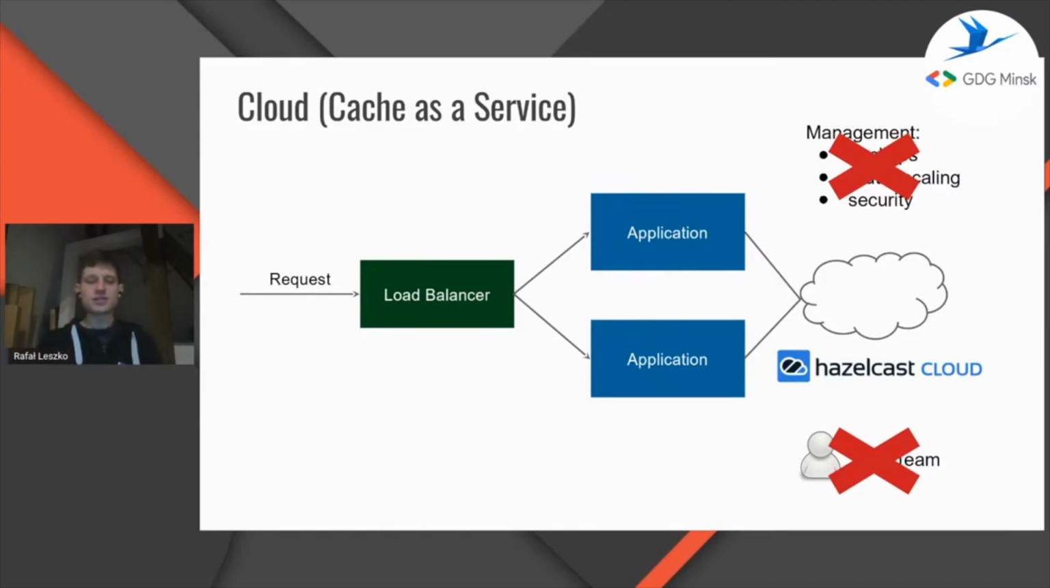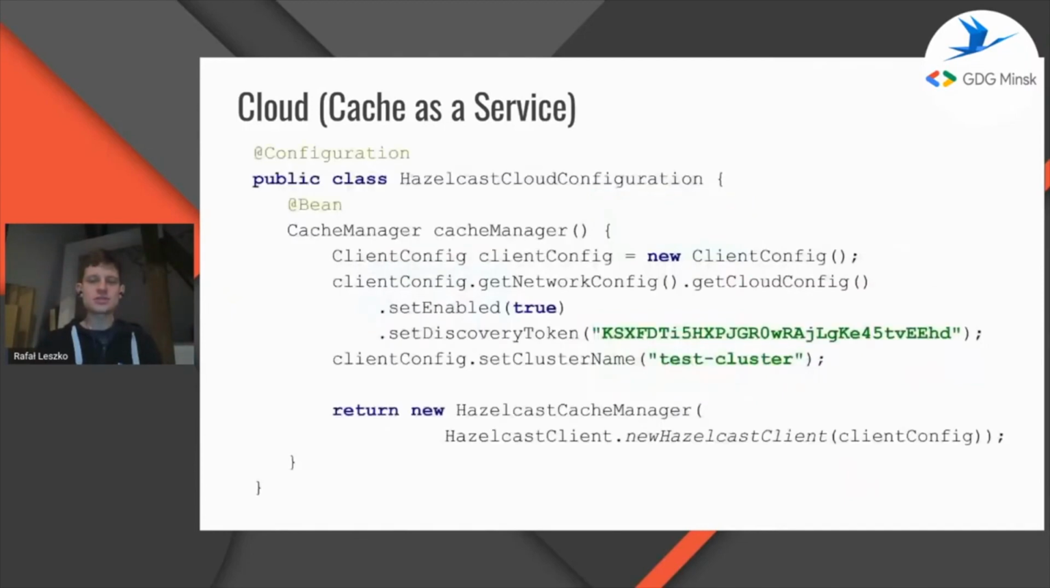How does the configuration look? If we stick to the Spring example, you define a cache. You set up your cache server in the cloud, take your discovery token, put it into your client configuration, and that's it. It will automatically find your server.